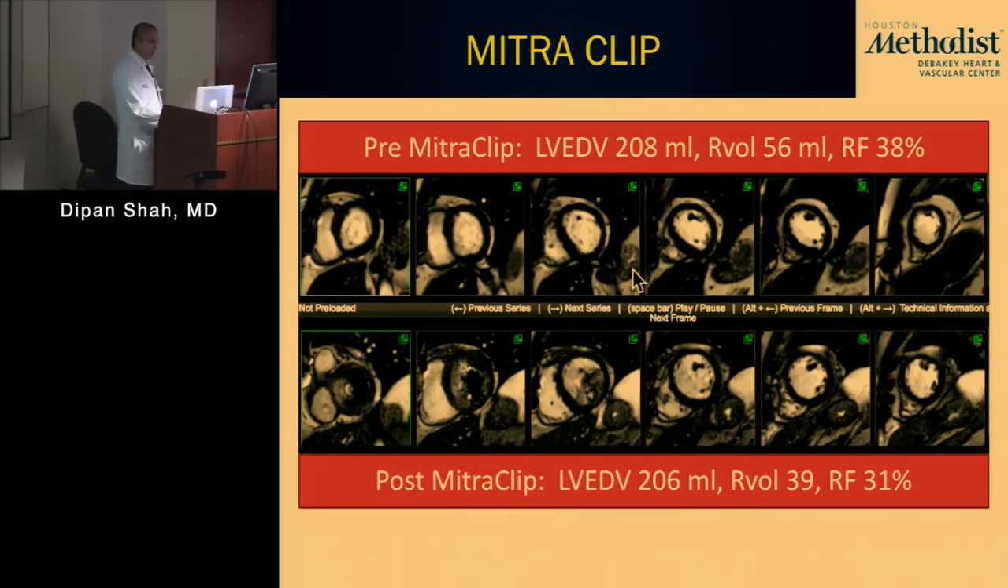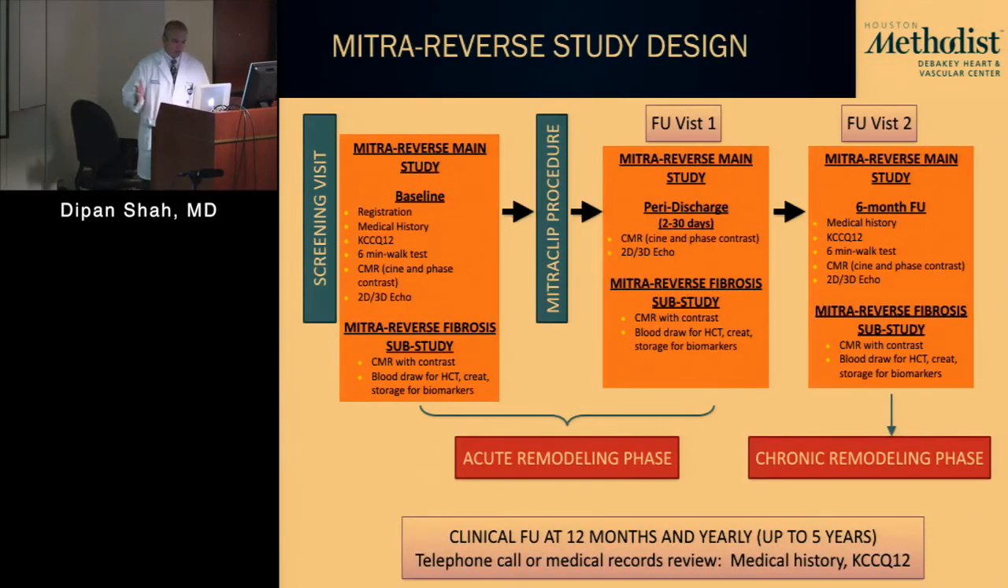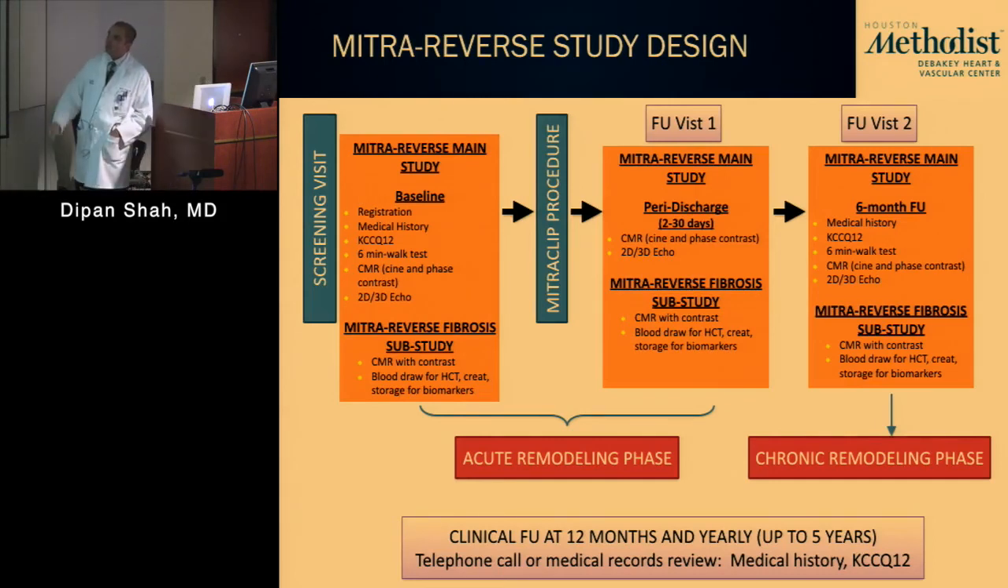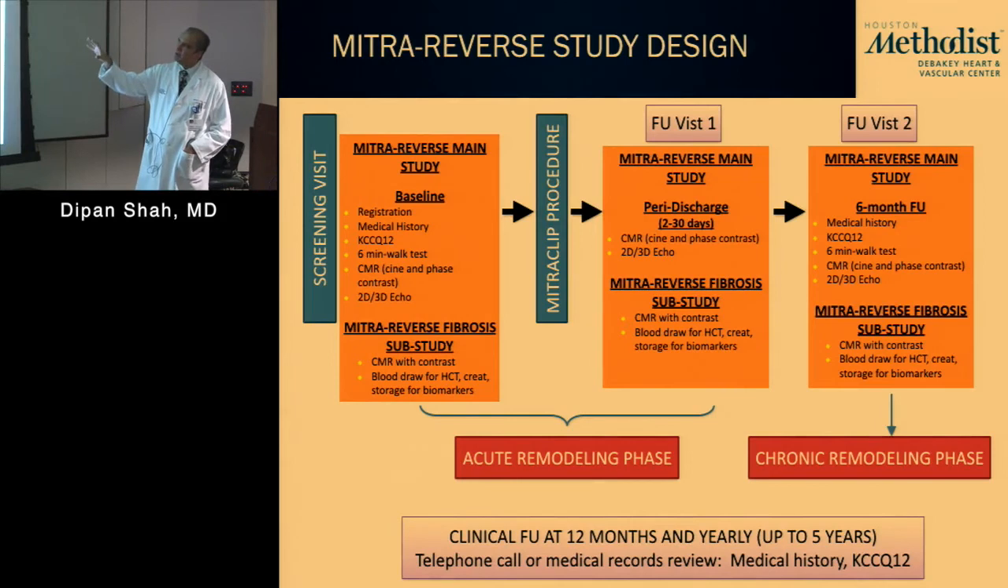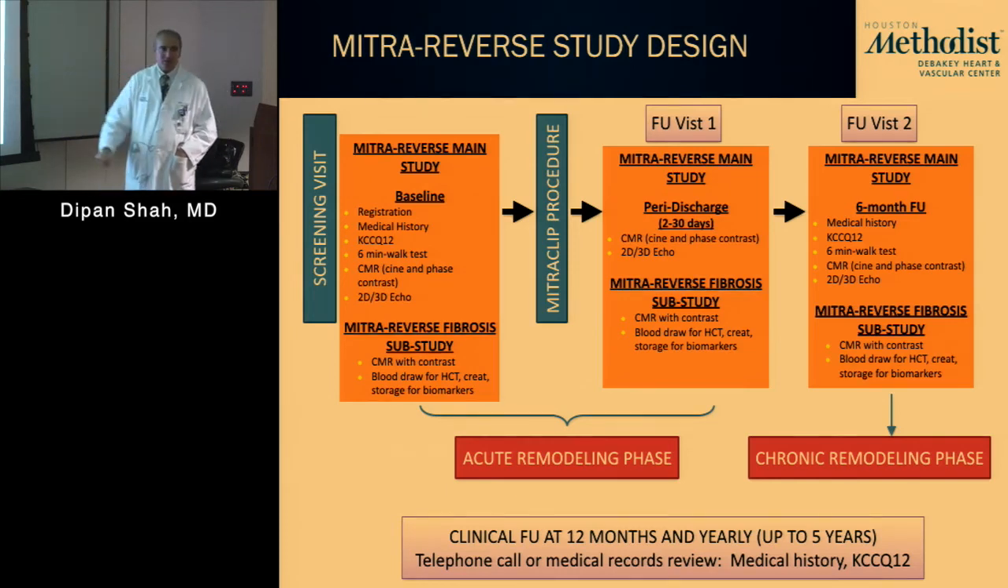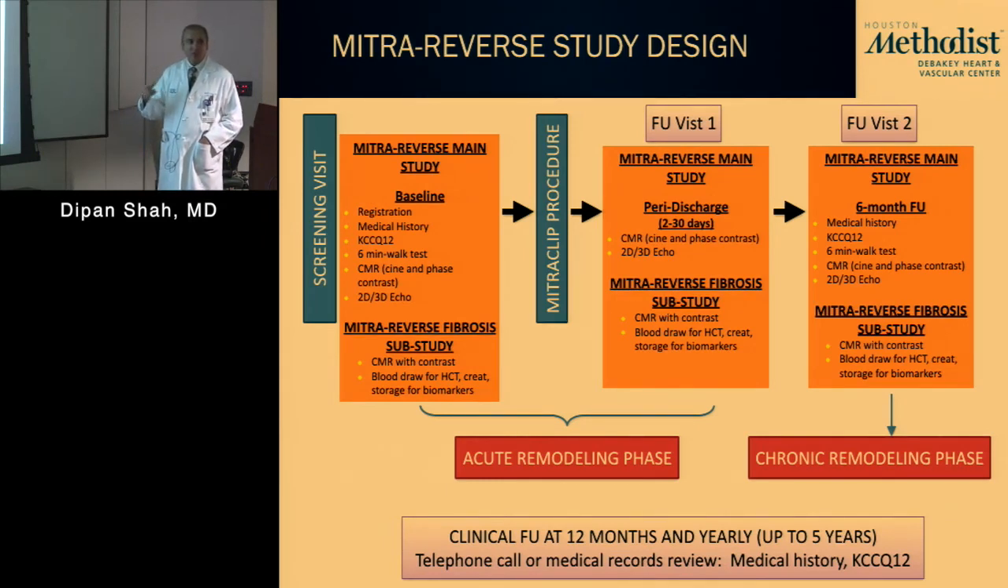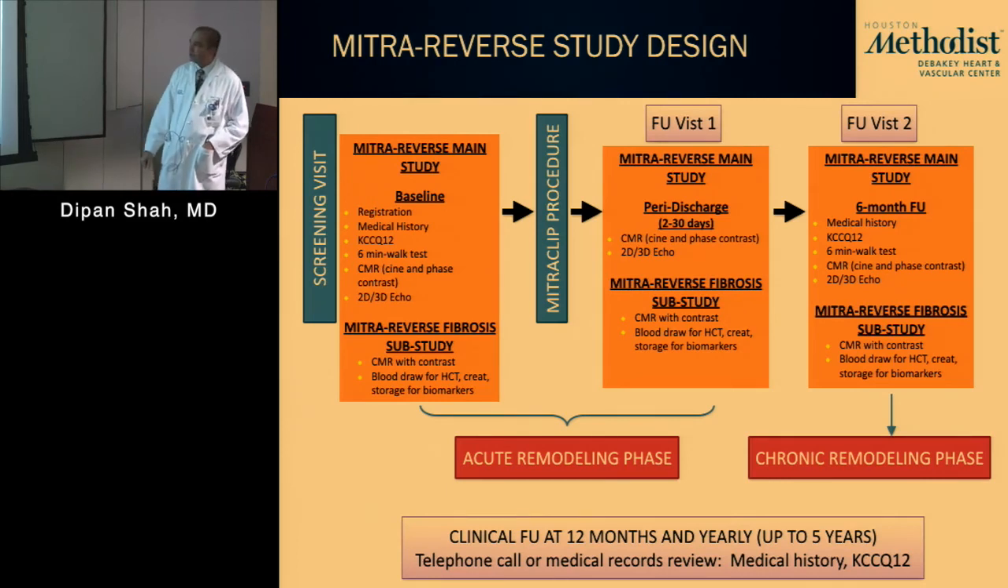Now, there's a few things that we're trying to get a better understanding of, and this is the study design. We're looking at patients that are scheduled to get a MitraClip. They all undergo a baseline CMR as well as an echo, as well as fibrosis assessment by a couple of different methodologies. One is to look at fibrosis within the papillary muscles itself, replacement fibrosis, and the other is to look at the extracellular volume fraction, which we think is a marker, again, of interstitial fibrosis.